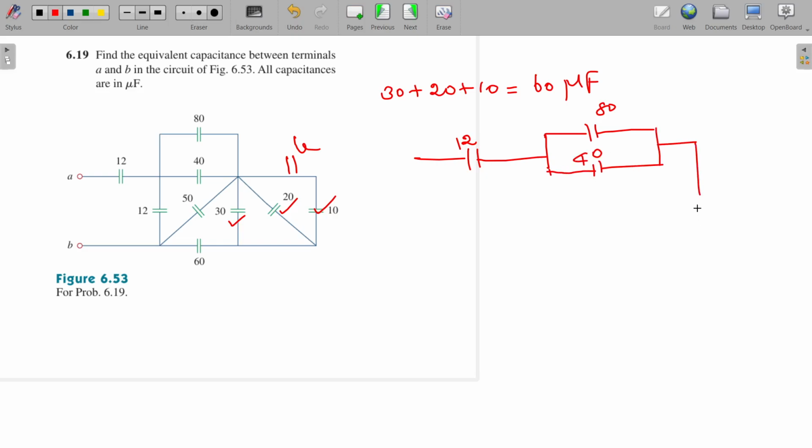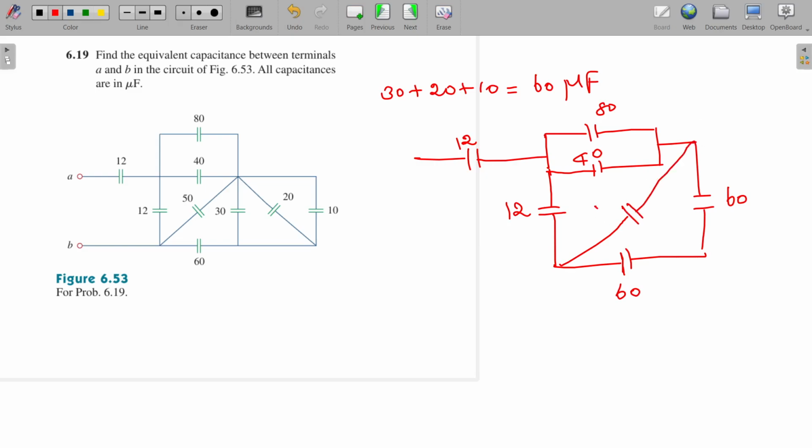And on this side you have this 16 microfarad now, right? After replacing these three capacitances, you'll be getting it as 60 microfarad. Then from here to here it is 12, and between these two it is 60 again. It is 60 microfarad again, and between these two you have this 50. Okay, so we know that these two are in parallel, right?